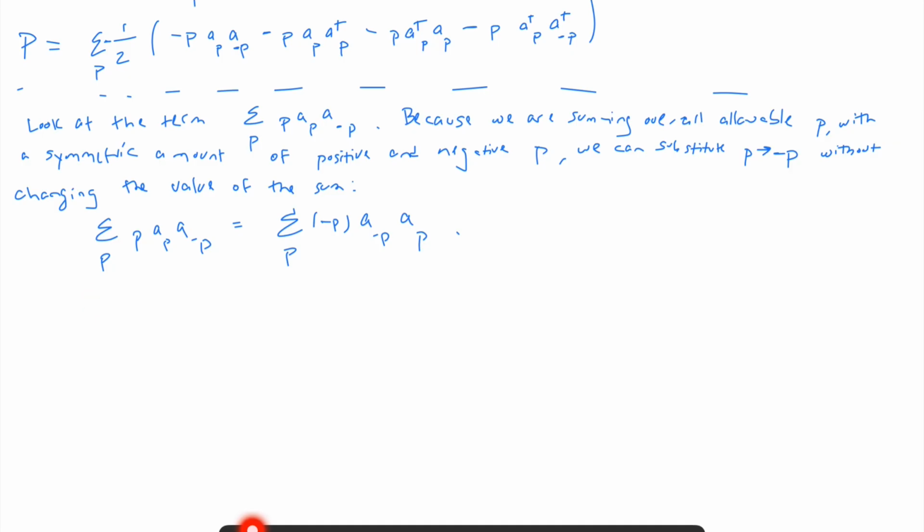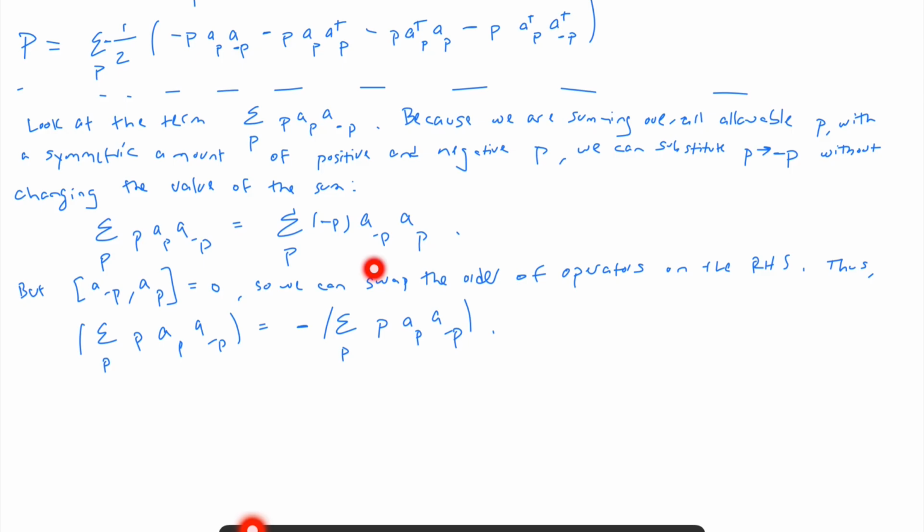The sum over p of this whole term must then be equal to the same sum over p, but where every time we see p, we change it to negative p. So here's a p, we change it to negative p. Here's a p, we change it to negative p. Here's a p, we change that to negative p. Negative of negative p is just p. So these two things have to be equal for the reasons that we just mentioned.